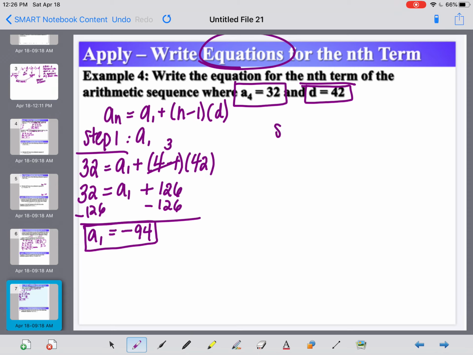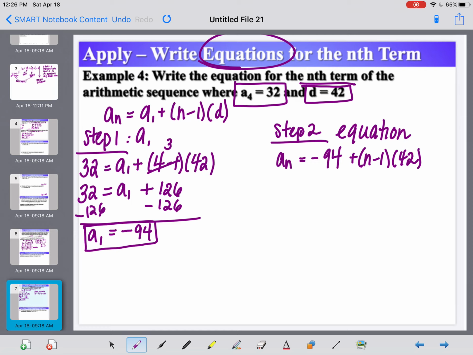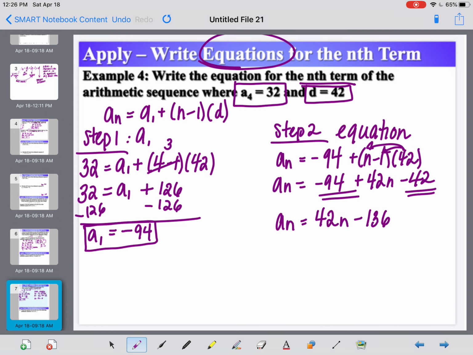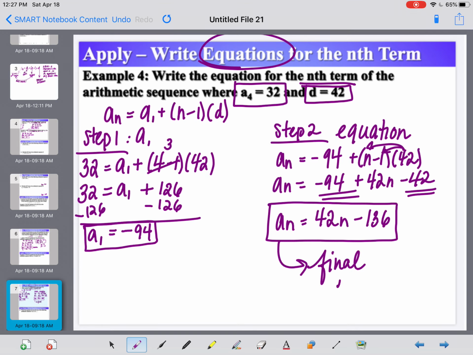We want an equation. So step 2, now we can actually find our equation. Okay, so for any term, leaving a sub n, I'm sorry, I now have my first term. Okay, and we're again going to distribute. And combine like terms. So this is my final answer. This is my equation. That's what we were looking for.